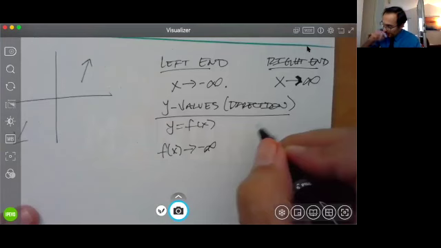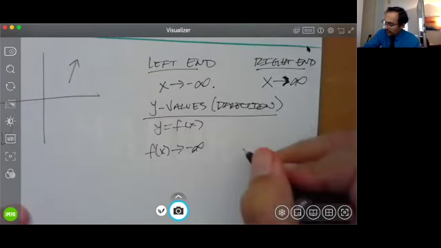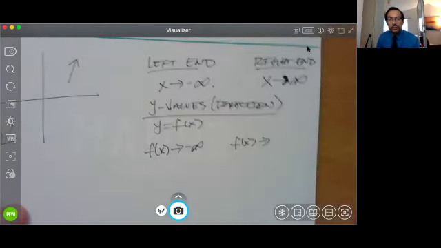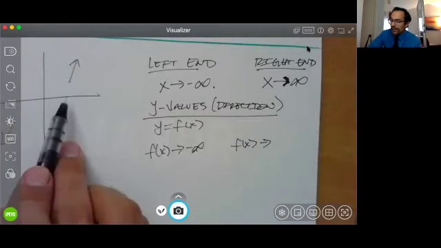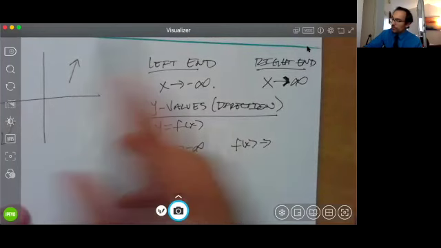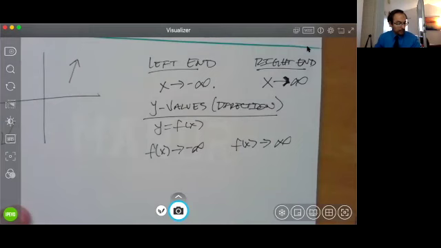On the right side, we would use f of x arrow. Well, what is it approaching? We have to read it. On the right side, the graph is going up. So we would say positive infinity.